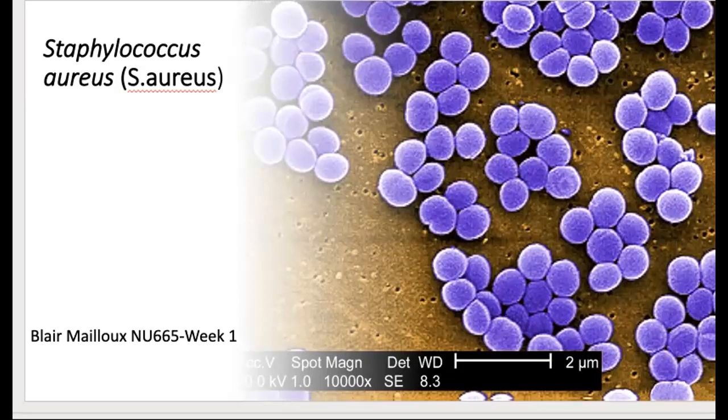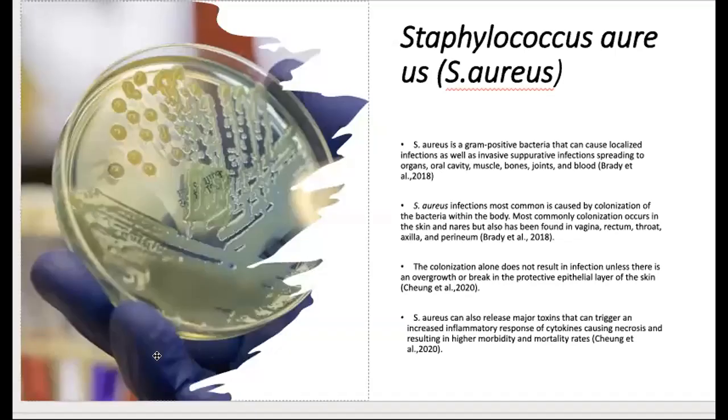Staphylococcus aureus, otherwise known as S. aureus. So S. aureus is a gram-positive bacteria. It can cause localized infections as well as invasive suppurative infections that can spread to the organs, oral cavity, muscle, bones, joints, and the blood.